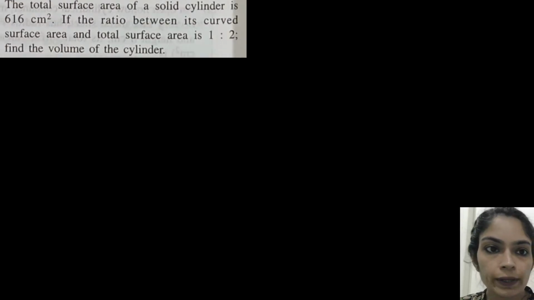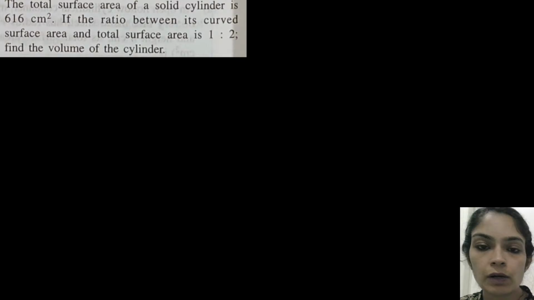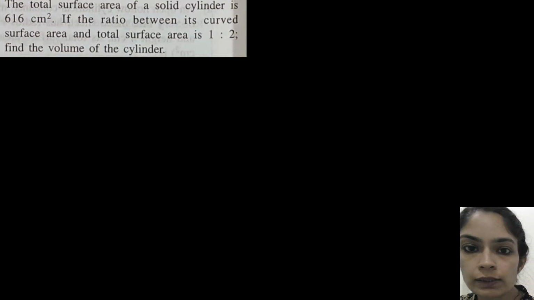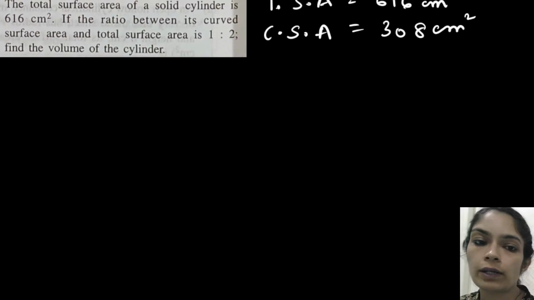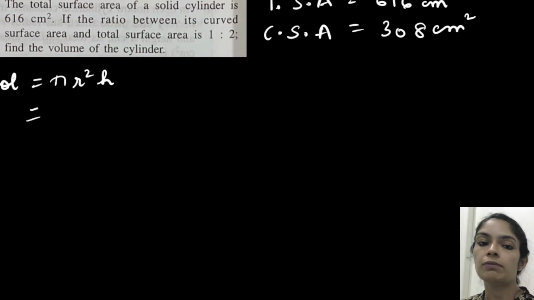Yes. So, 18th question we are doing. We know the value of total surface area, which is 616 centimeter square, and we found the value of curved surface area also, which is 308 centimeter square. See, we have to find volume, and for volume we know its formula is pi r square h. That means we should know the value of r and h, that is radius and height.